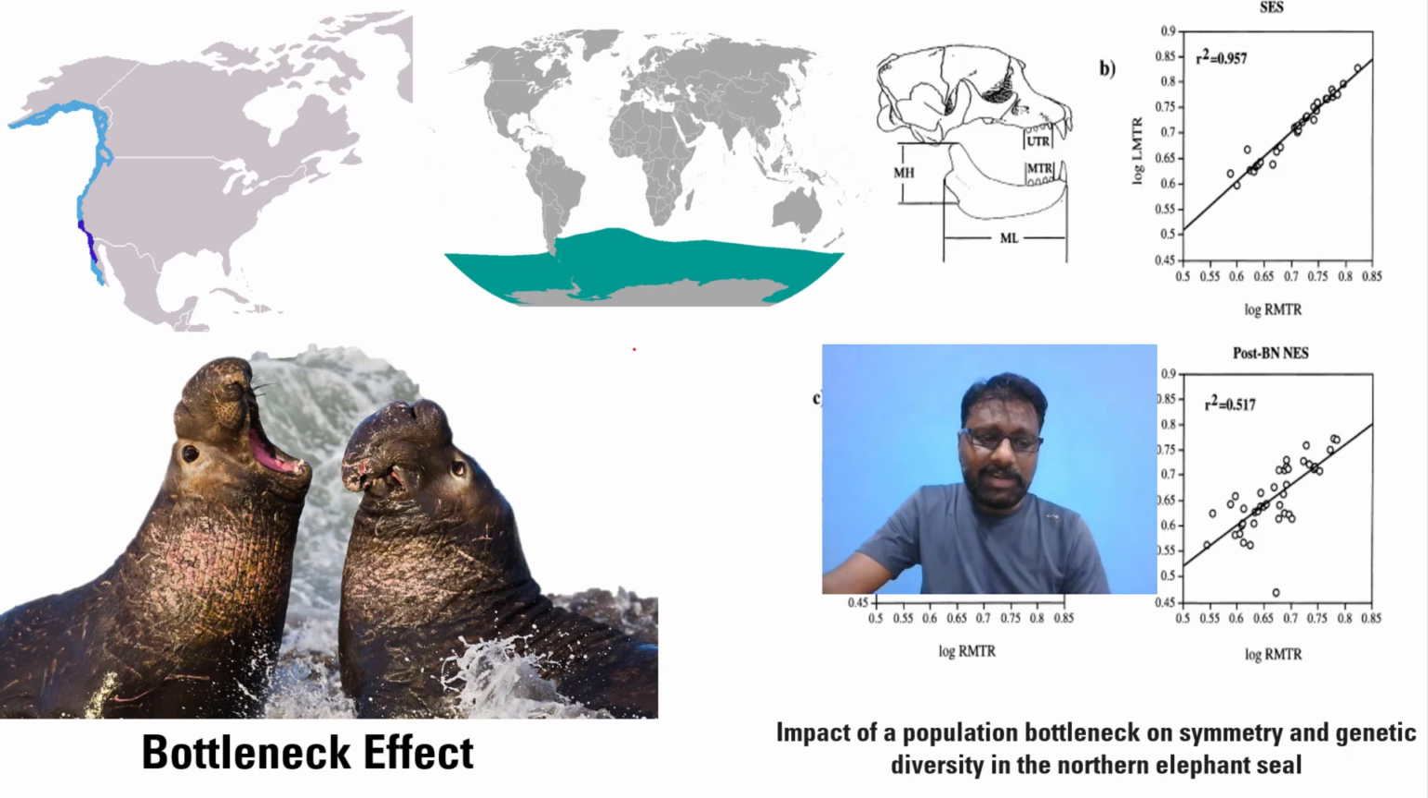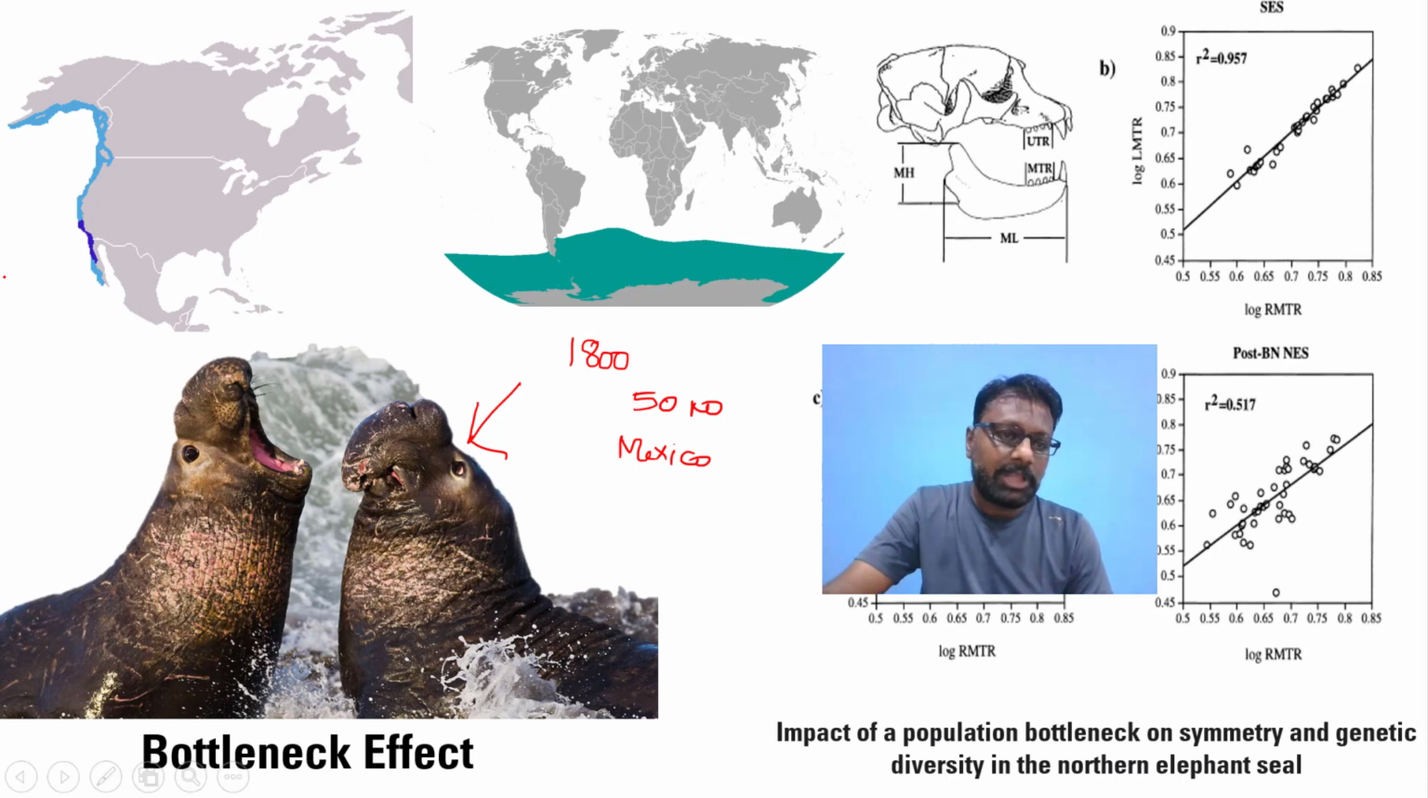Now, we will deal with some real-life examples. The bottleneck phenomenon is very clearly noticed in the northern elephant seal. Basically, nearly in 1800, the population decreased to 50 in number on one of the Mexican islands.